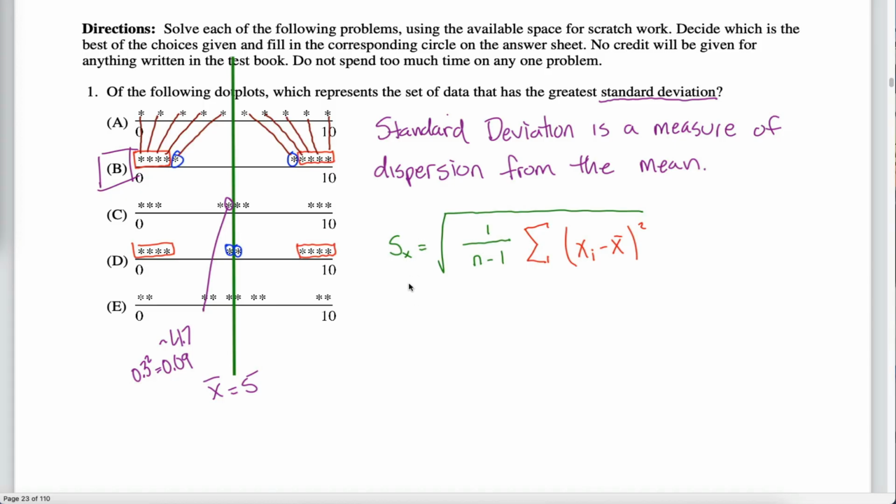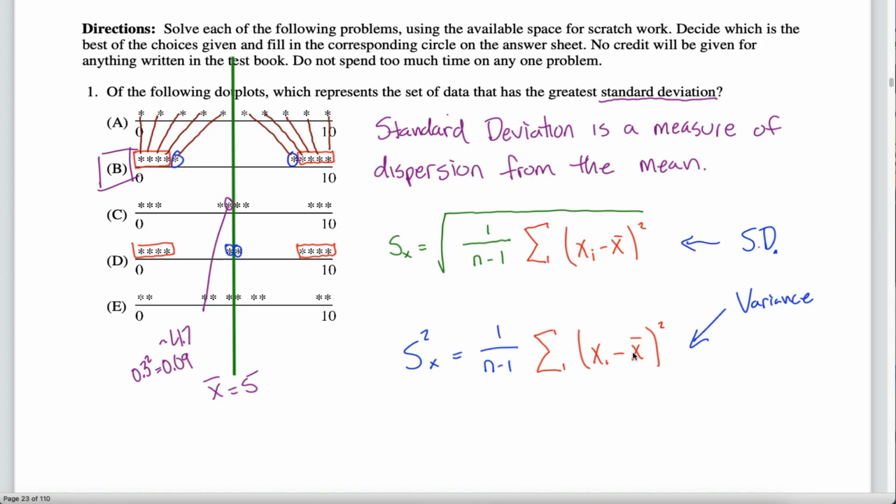A little hint that might be useful is often it's easier to consider the variance than the standard deviation. All the variance is the square of the standard deviation. So all that does to our formula is cancel out the square root. The important thing to realize is that if a data set has a greater variance than another data set, then that data set will automatically have a greater standard deviation than that other data set, because the square root of a larger number is bigger than the square root of a smaller number.